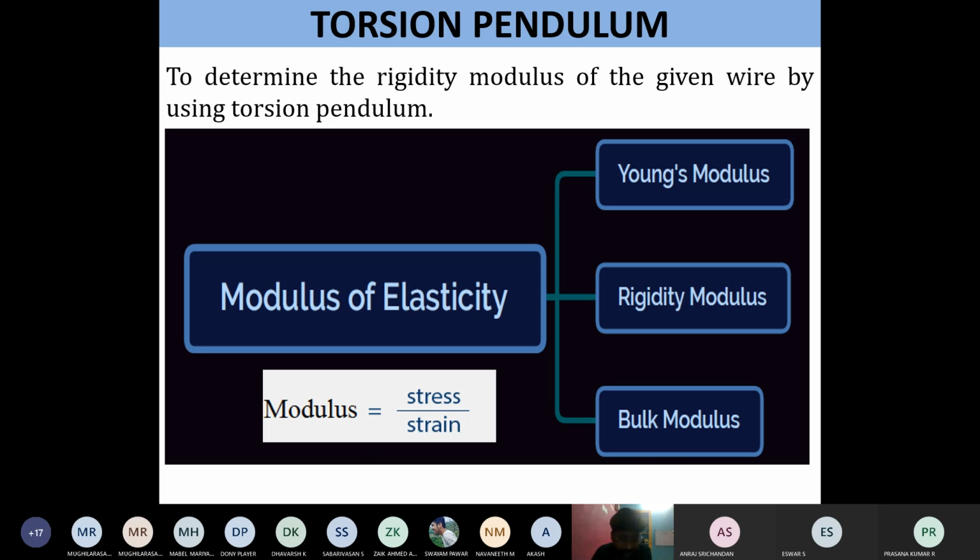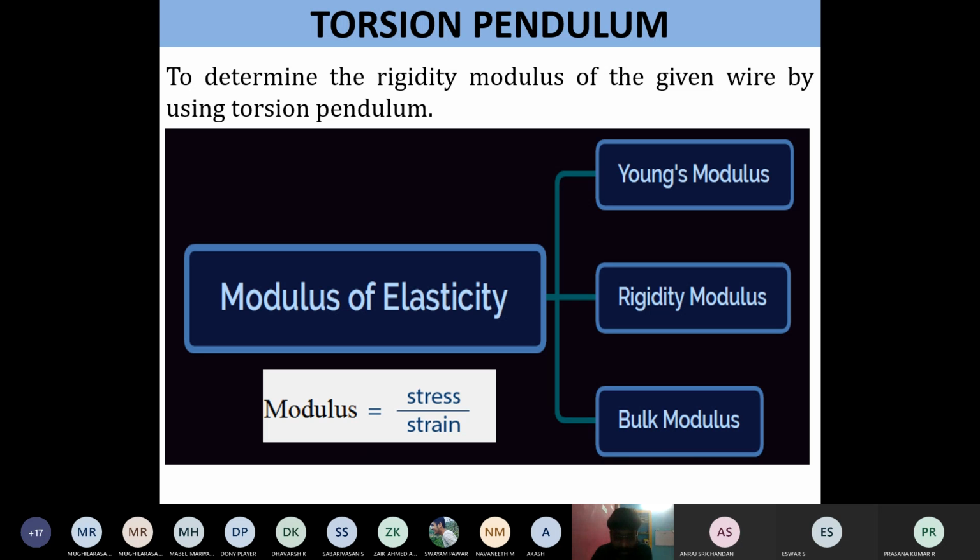Here you can see the modulus of elasticity consists of three types: Young's modulus, rigidity modulus, and bulk modulus. If someone asks what is meant by Young's modulus, you can split the words into two: Young's is one half, modulus is the other half. In all three types we have the common term modulus. Modulus means stress by strain.